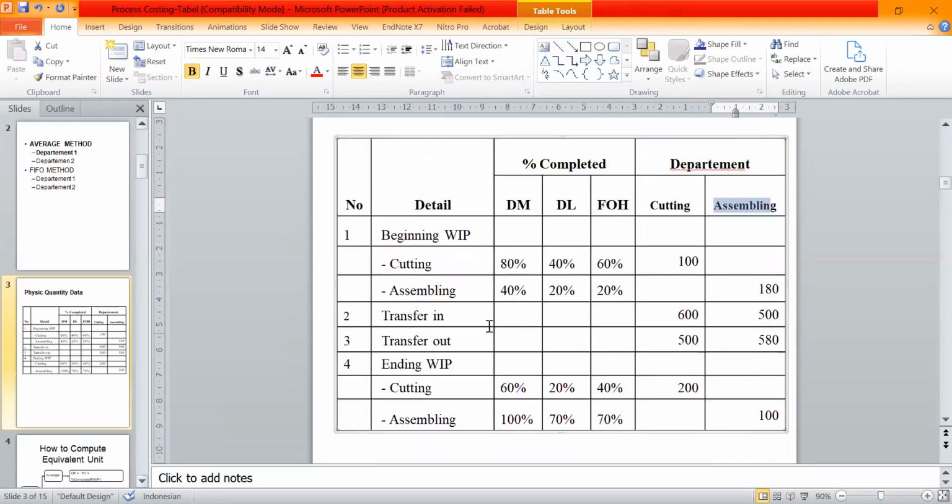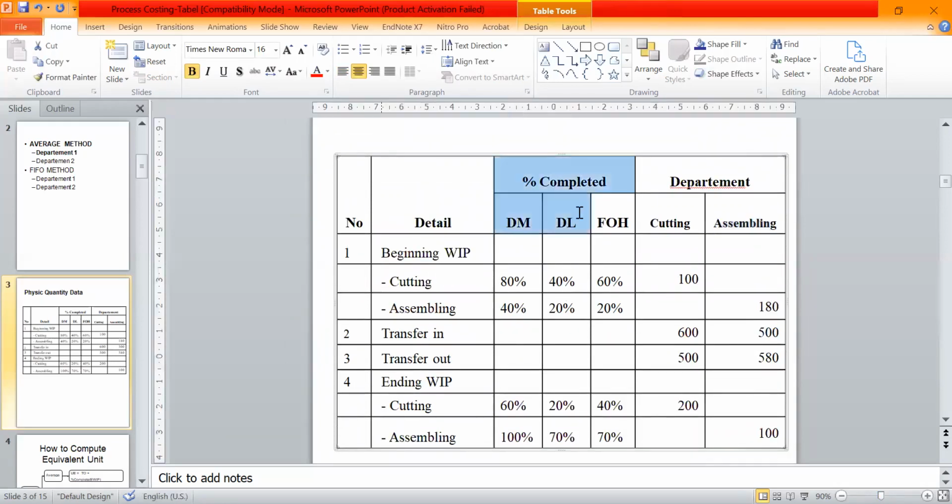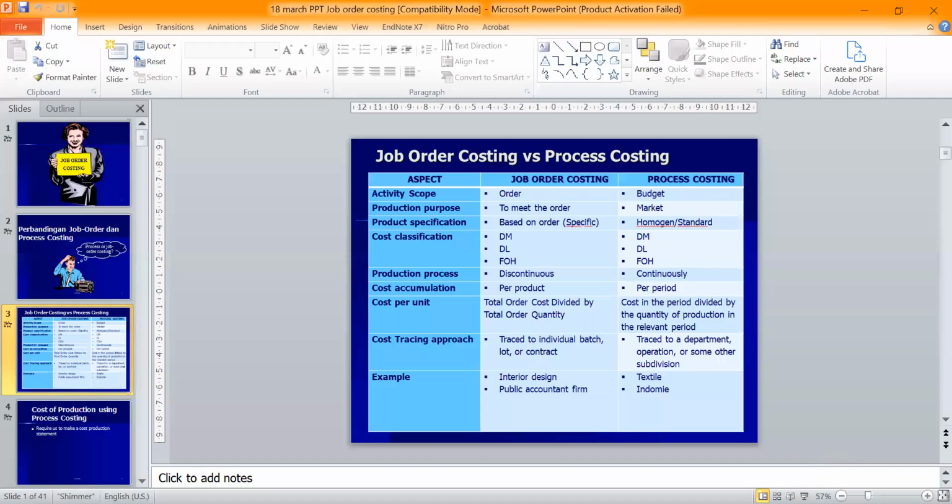Okay, let's take a look at this. What does this number tell us? What does this percentage number refer to? Okay, I will go back to this table again.